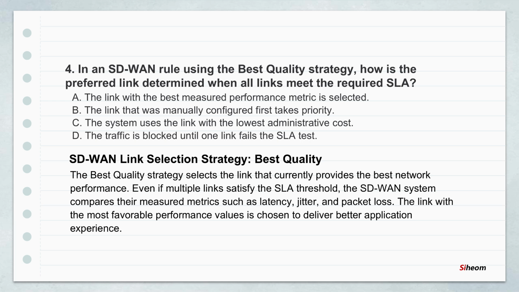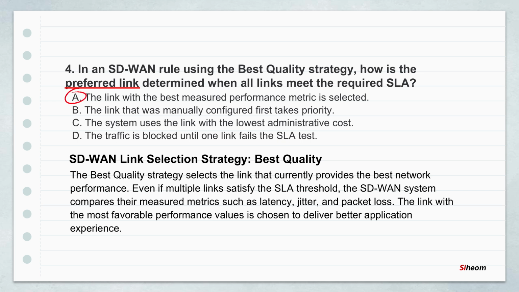This one asks about the best quality strategy. When all links meet the required SLA, how does the best quality strategy determine the preferred link? And the answer is the best measured performance metric. Right, it dynamically selects the link with the best measured performance metric. This completely flips the logic of the previous strategy. Best quality ignores your administrative cost tiebreakers. Instead, it looks at the real-time telemetry: latency, jitter, packet loss, and available bandwidth. It plugs them into a weighted formula that you define and actively shifts traffic to whichever link is currently performing the best mathematically.